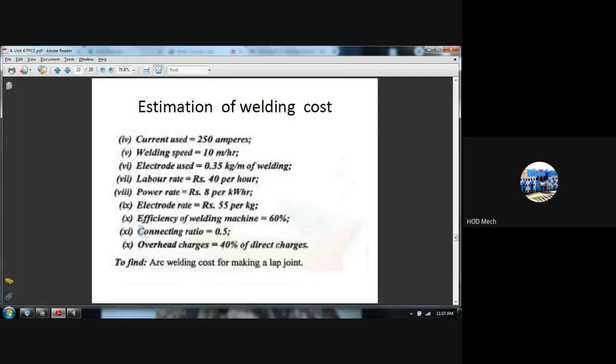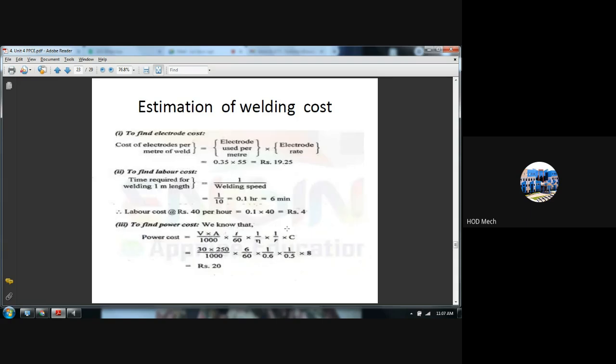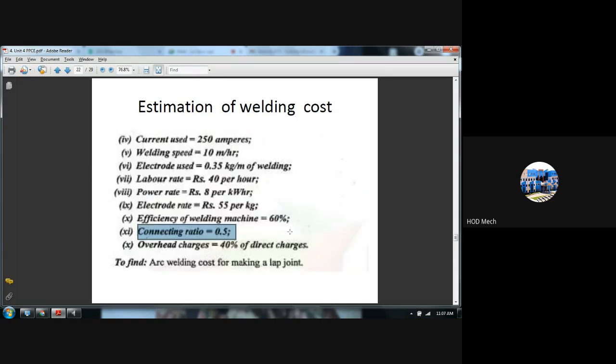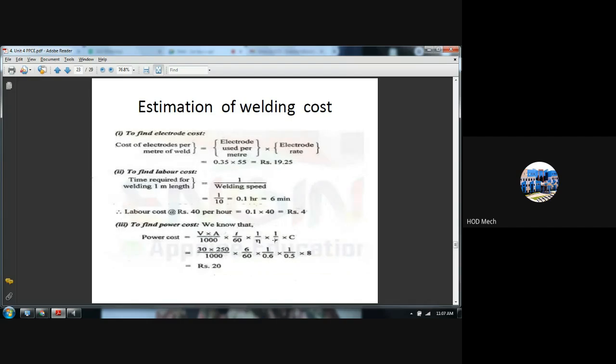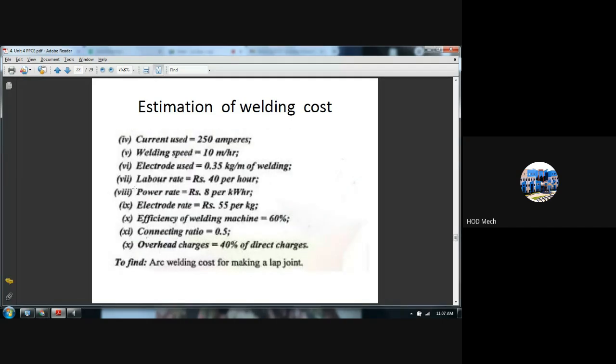R is the connecting ratio. This R value, the connecting ratio, is 0.5. Then C. C is a constant, a factor we are adding. That is the power rate.